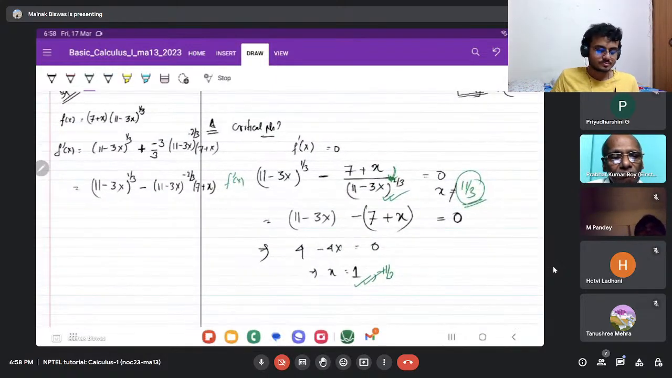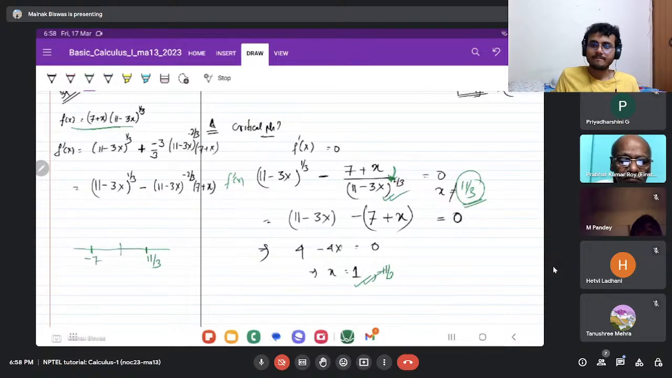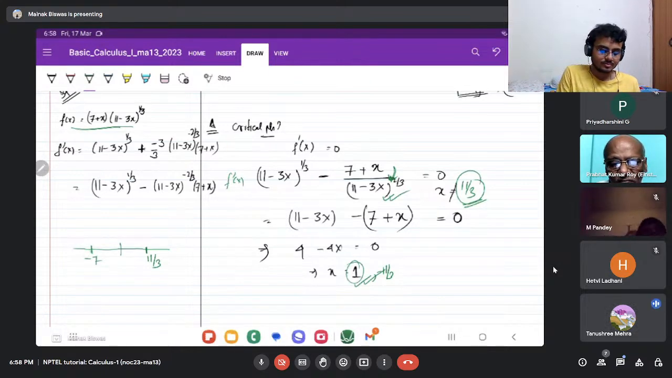Now this graph has two roots, right? At x is equal to minus 7 and x is equal to 11 by 3. Any question? No, sir. And at x is equal to 1 you have an extrema, right? Yes, sir. Hopefully it's a maxima.